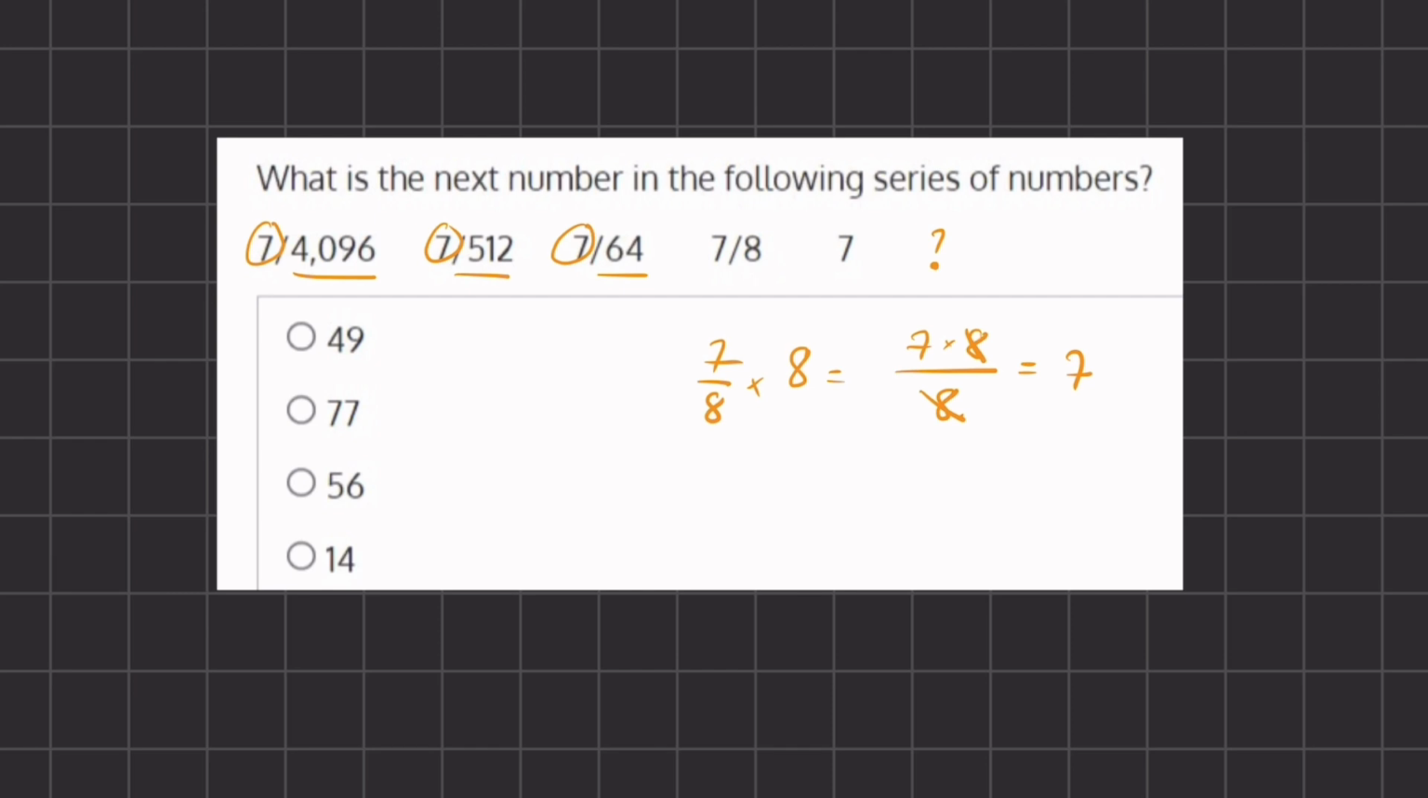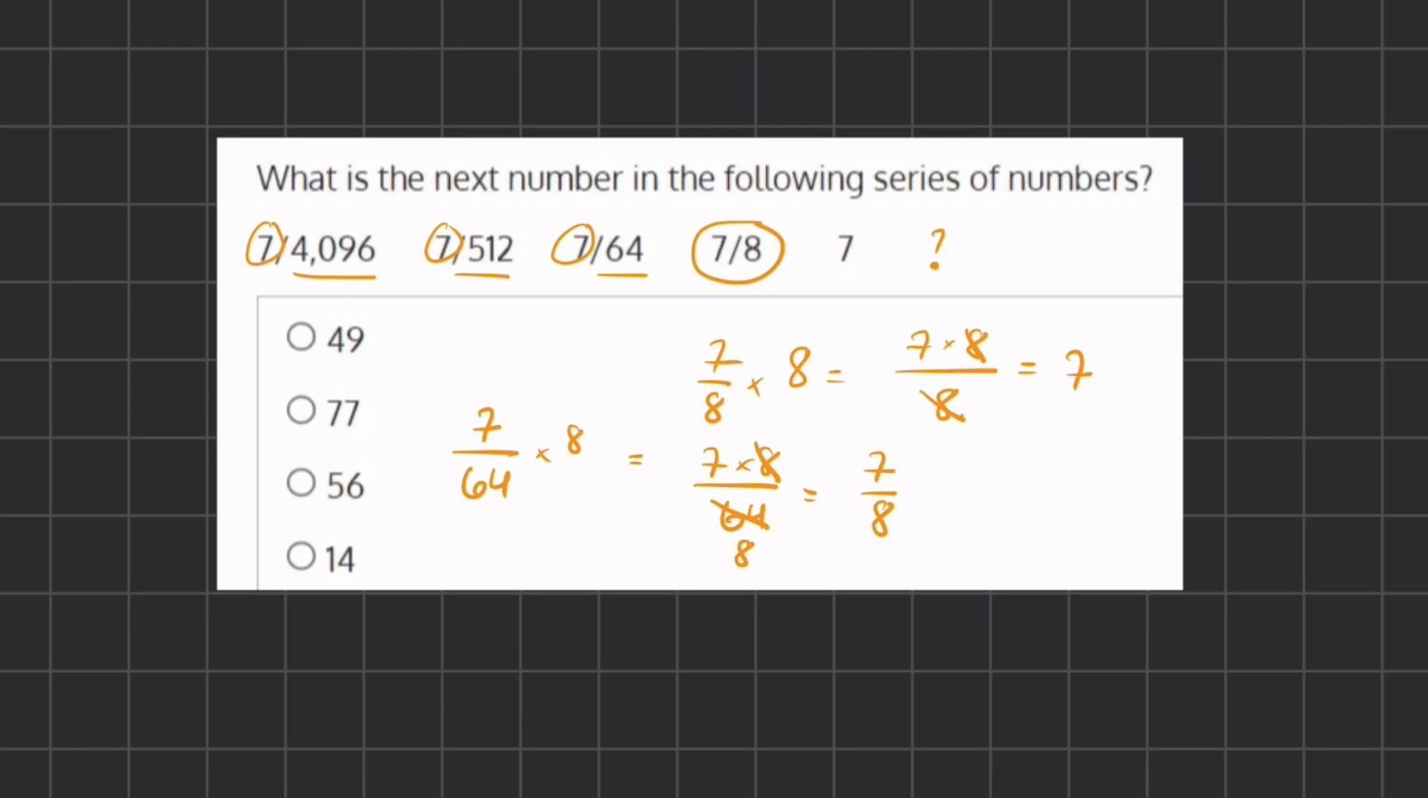So if we have 7 divided by 64 and we multiply it by 8, we have 7 times 8 divided by 64. Now, when we simplify this, we can simplify this 8 and 64 because 8 goes into 64 8 times, and we are left with 7/8. And that is the next number in our following series.